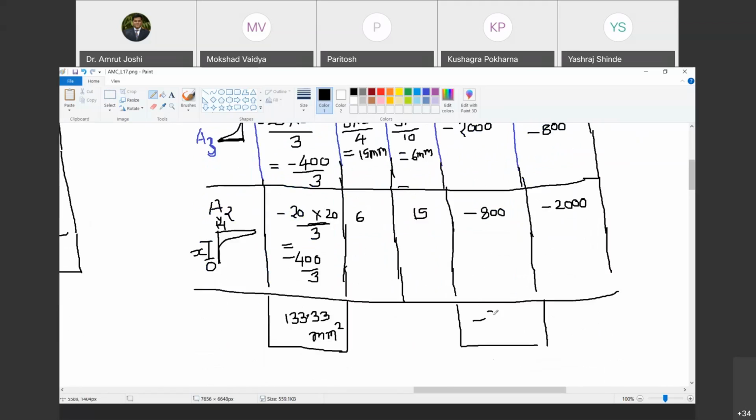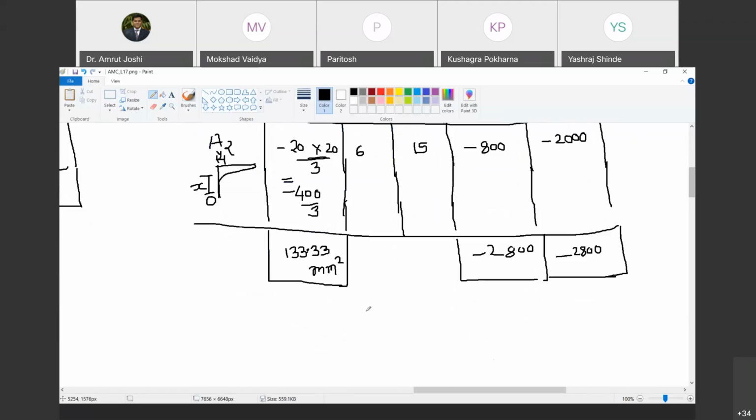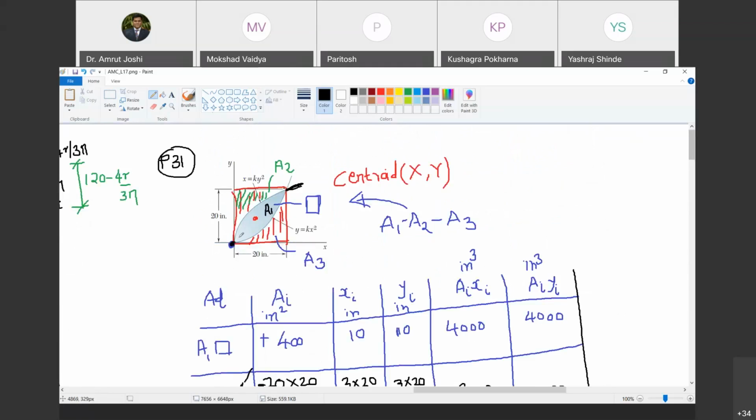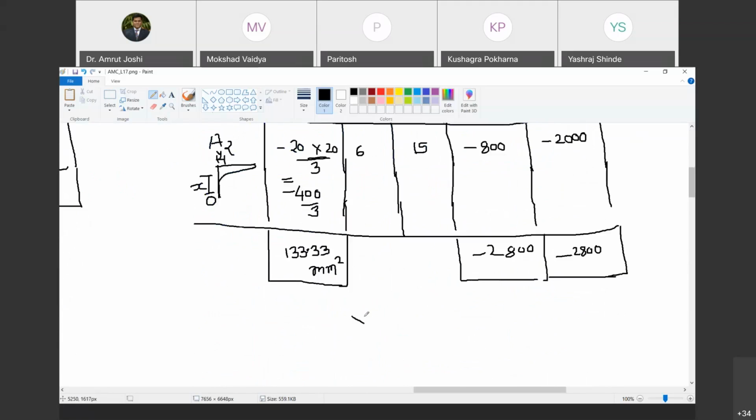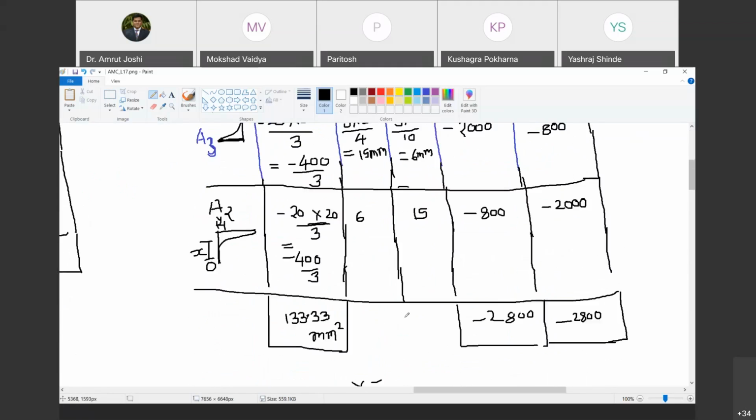Minus 2800. Yes, sir. And this is also minus 2800. Yes, sir. So therefore X bar and Y bar are going to be same, which is apparent because you can understand this from looking at this figure. So therefore, what is X? Tell me, and what is Y? Sir, both 21 and 21 approximately.